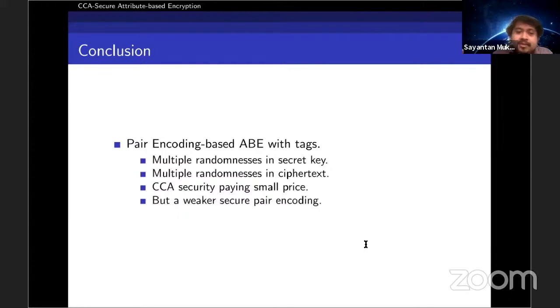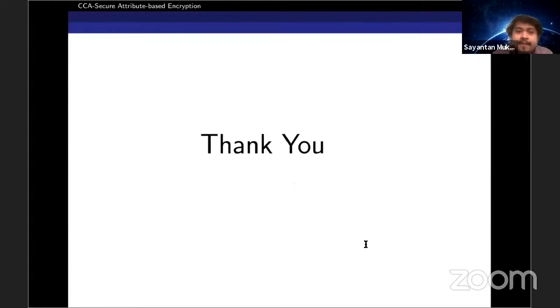But there is a catch in our construction, that our construction achieves security for pair encodings which are a bit weaker secure pair encodings. And thank you. Thanks for your attention.